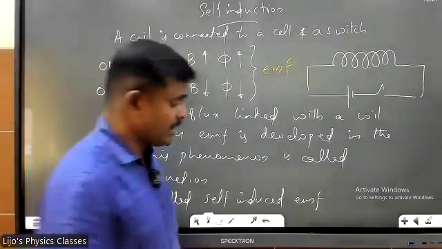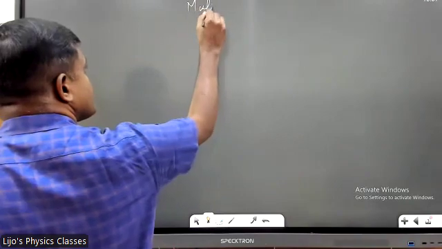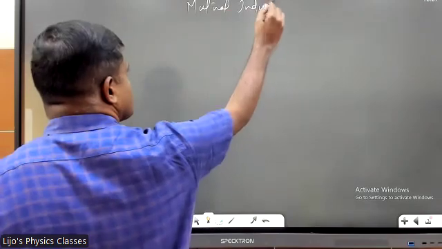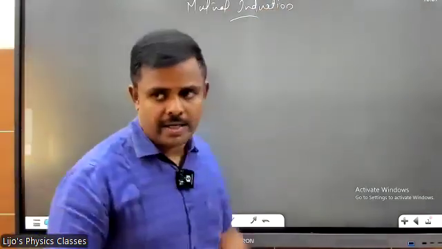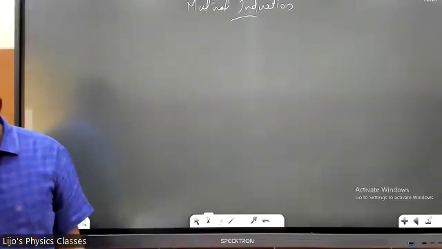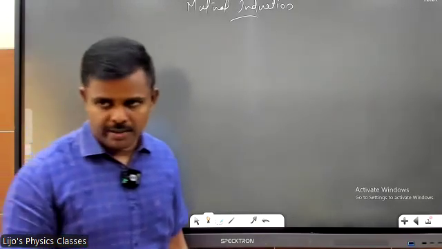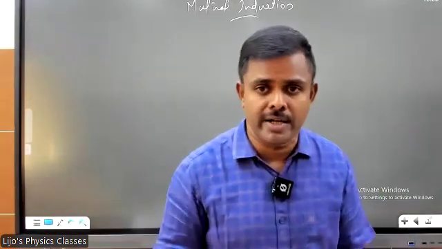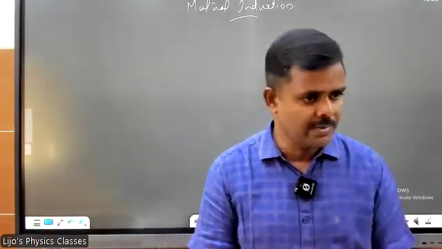Now write mutual induction. Right, it's mutual induction. This self and mutual, you know the difference, right? Self means only one. Mutual means mutual. The term mutual comes when you have two guys together, right? Mutual interaction, right? Mutual means between.